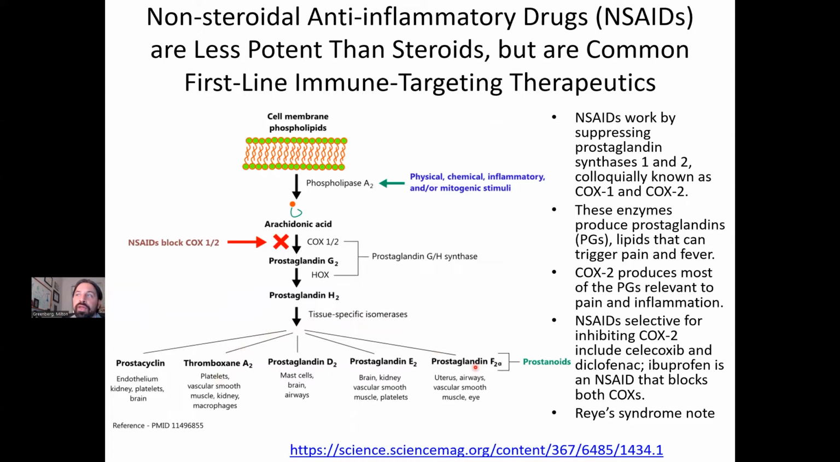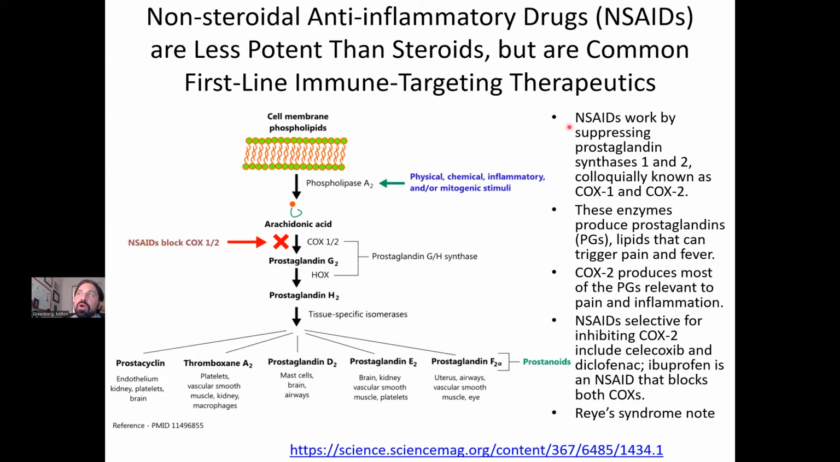For the purpose of this class, we're not going to have to memorize all of these prostaglandins. If there's a key prostaglandin that you need to know, it will be on the study guide, so look on the study guide for those. But essentially these NSAIDs, these non-steroidal anti-inflammatory drugs, these are COX inhibitors.